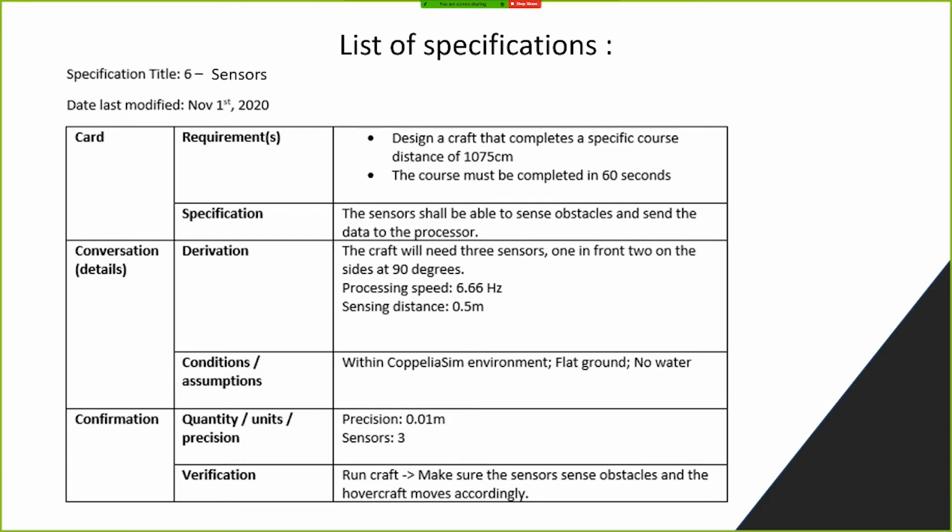Last but not least on the list, we have sensors. For this specification, the sensors shall be able to sense obstacles and send data to the processor. The craft will need 3 sensors, 1 pointing forward, 2 pointing on the side at a 90-degree angle. The processing speed of these sensors is 6.66 hertz, at an estimated sensing distance of 0.5 meters, with a precision of 0.01 meters. As for the verification, we'll run the craft to make sure the sensors sense obstacles and move the hovercraft accordingly.